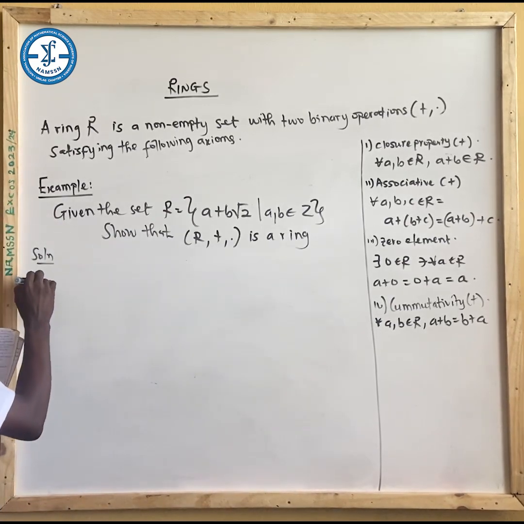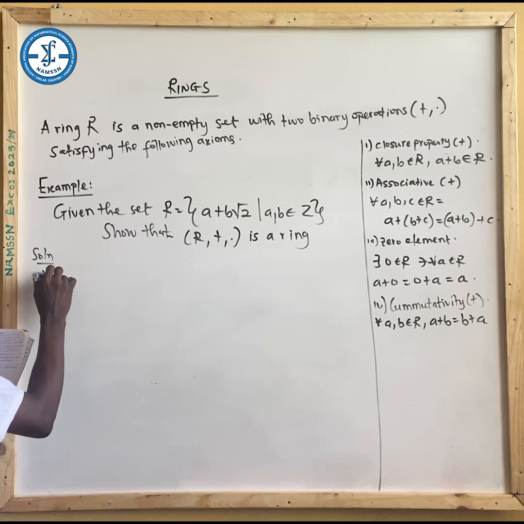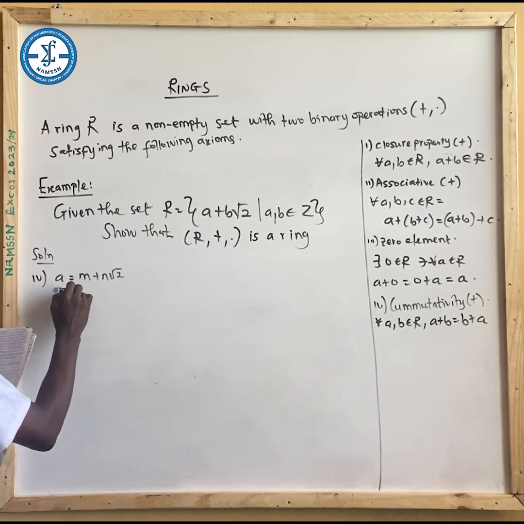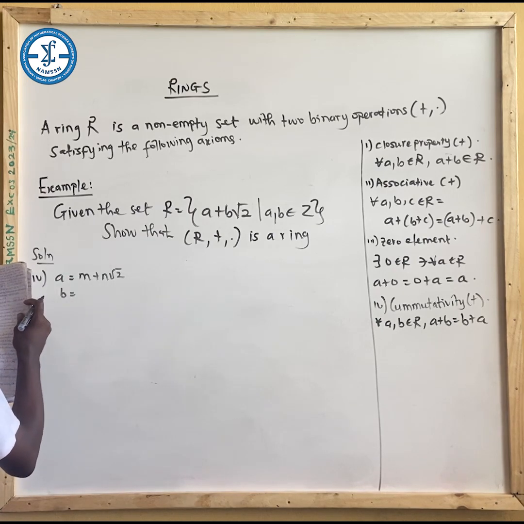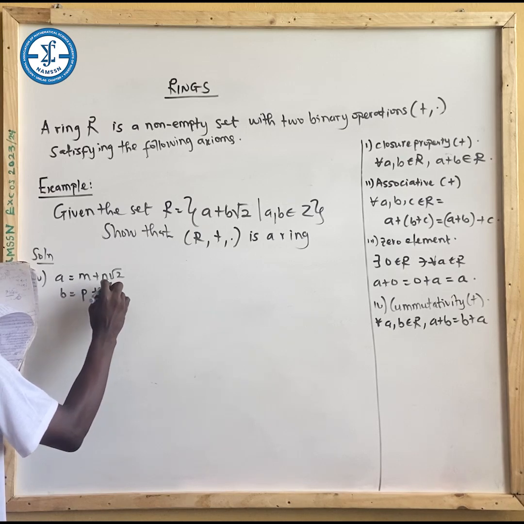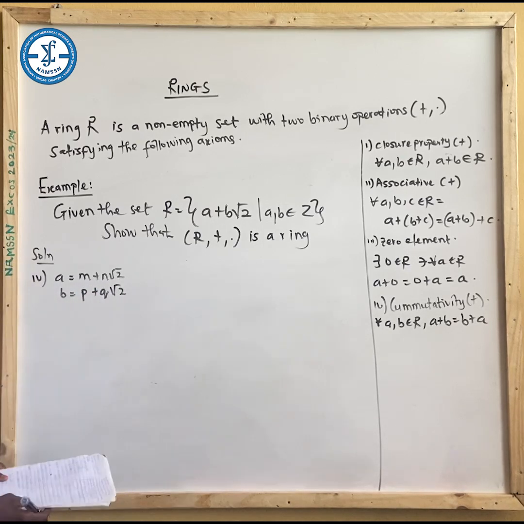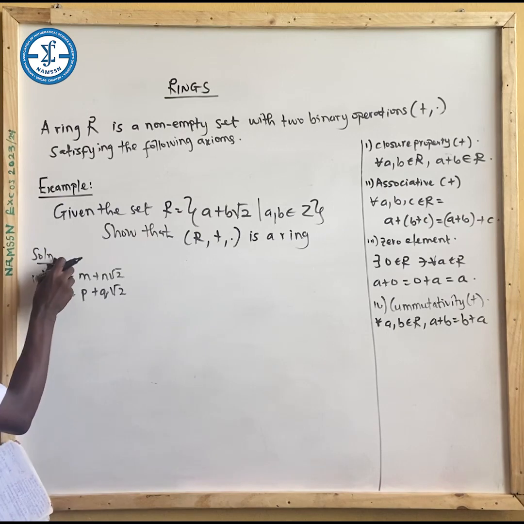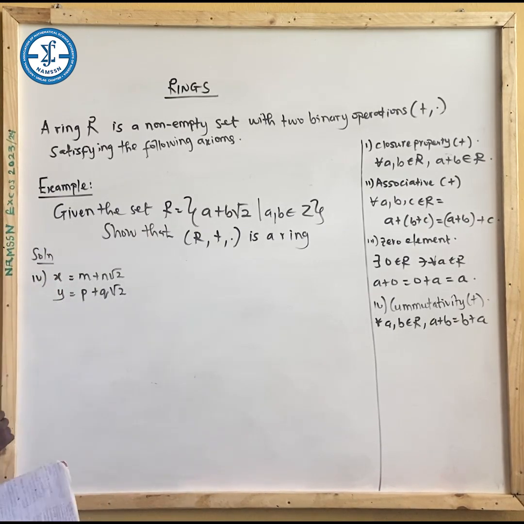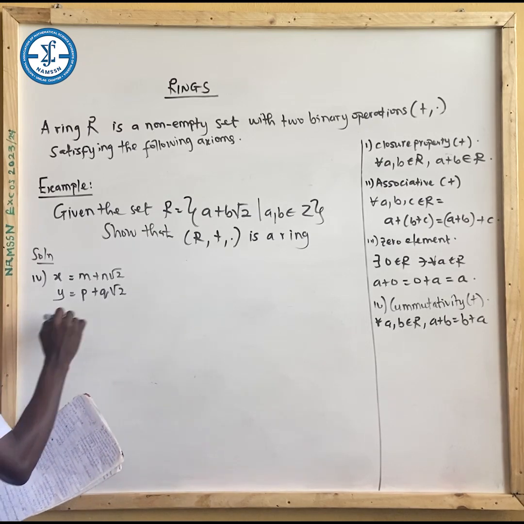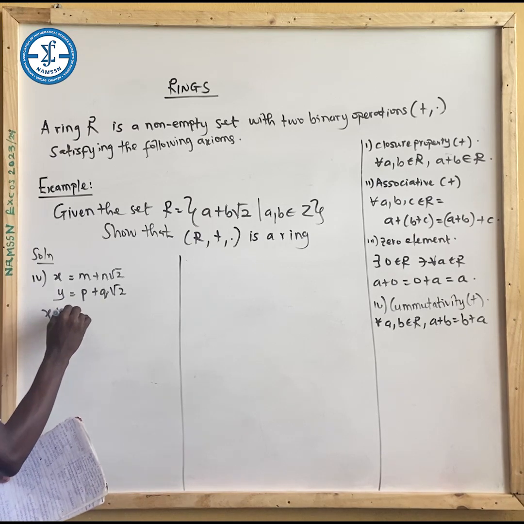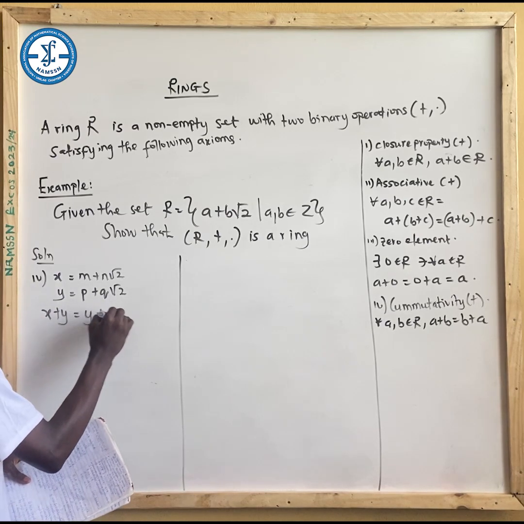So fourth property, let's say a equals m plus n root 2, b equals, let me choose, p plus q root 2, or you can make your own. Let me make it x and y, since I've been using x and y. So I want to show that x plus y is equal to y plus x.